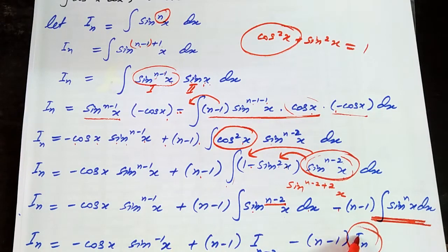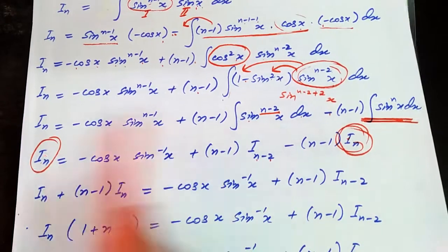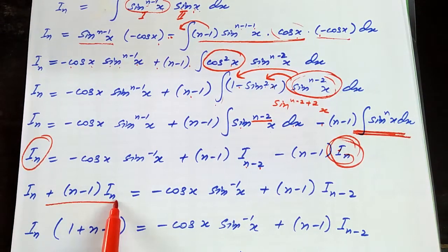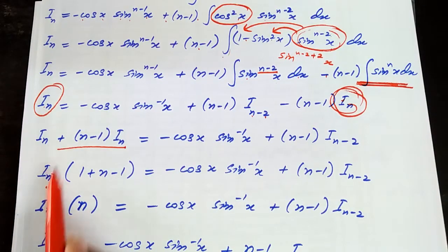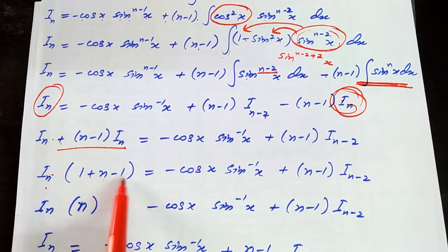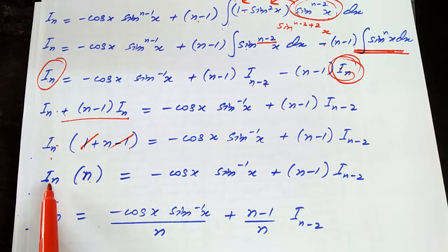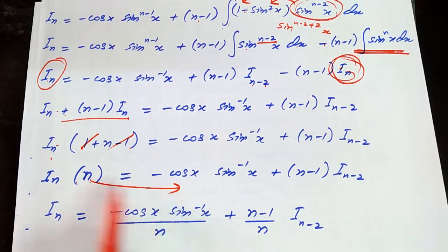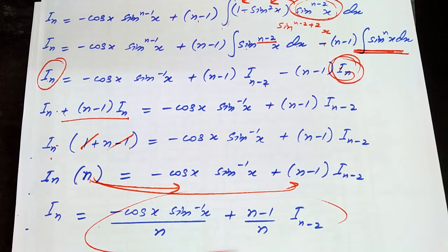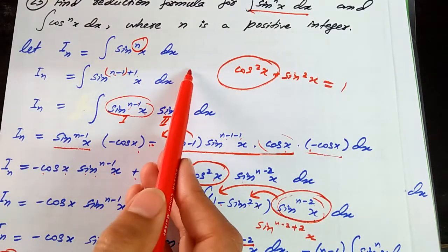Now left hand side and right hand side have the same In. Move it to the left. We will get this thing. Now take In as common. We'll get 1 plus n minus 1. This is cancelled. We'll get n. So this n is multiplied with In, so just divide it to the other side. So we'll get this general reduction formula for integration of sine n x dx.